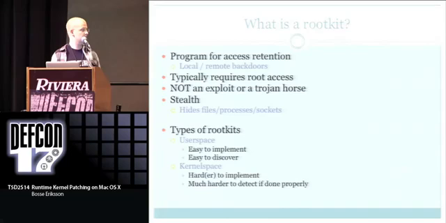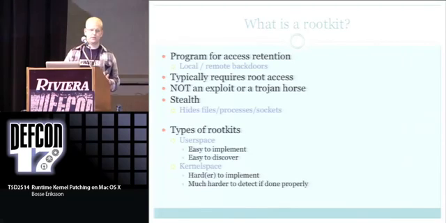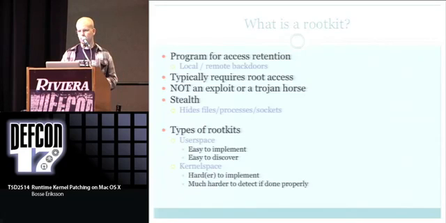The basic types of rootkits are user space rootkits and kernel space rootkits. Those are the main categories. User space rootkits are easy to implement and therefore easy to detect. The kernel ones are a bit harder to implement and much harder to detect if they are done properly, since you are at the kernel level of the OS and you can manipulate pretty much anything you want.